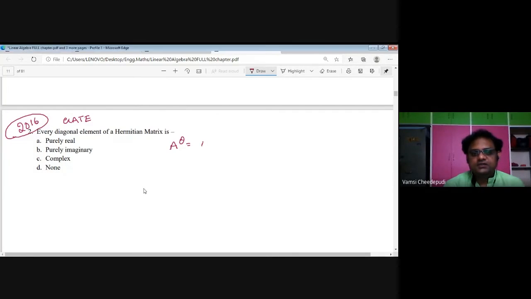A power theta is equal to A. Let us take some example. A is equal to some matrix. I need to take some imaginary part: 1, 2 plus 3i, 4 minus 3i, and this is 5i. Okay, this is my matrix A. I'm not constructing a Hermitian matrix, I'm just writing A power theta. That's it.